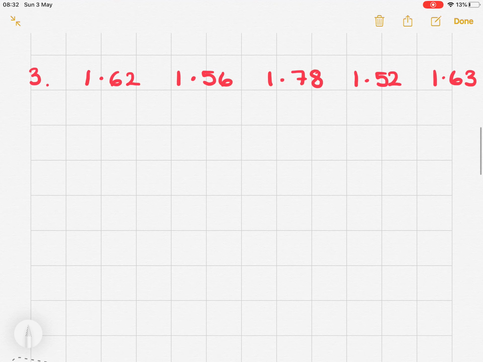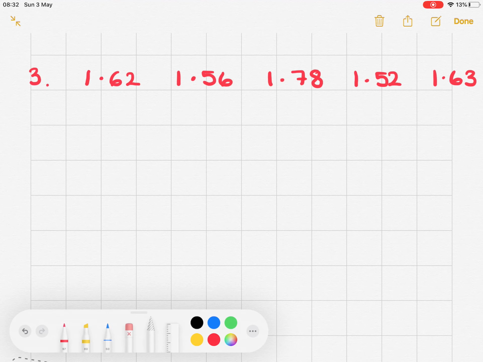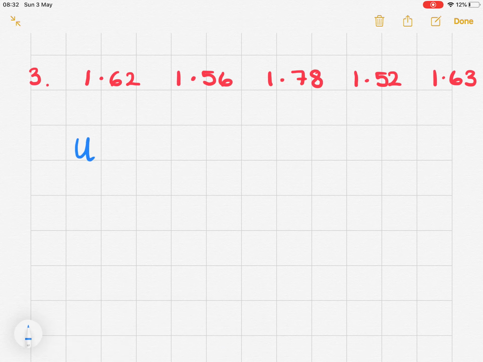Okay. Question 3. How we go through that. So this time we've got units, tens, and hundredths. Okay, so this time we've actually got 2 decimal places, so we're going to put that in and put it into place. Okay.